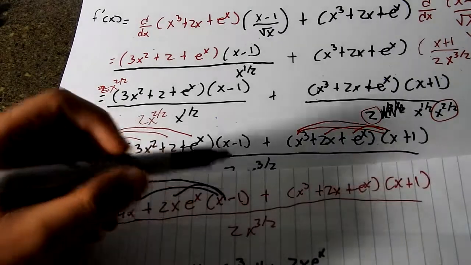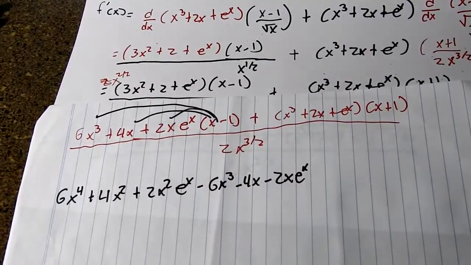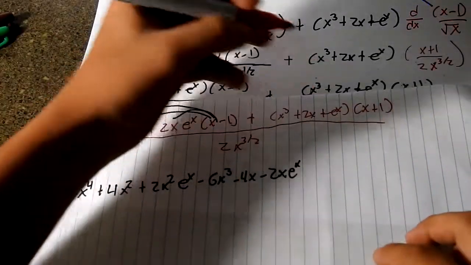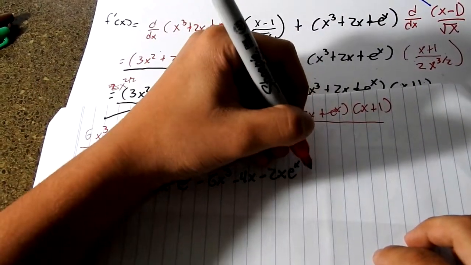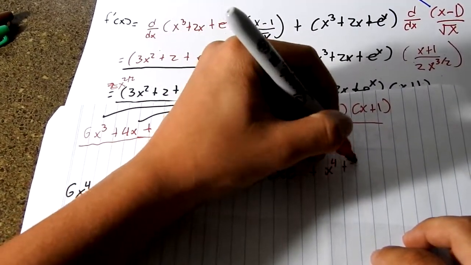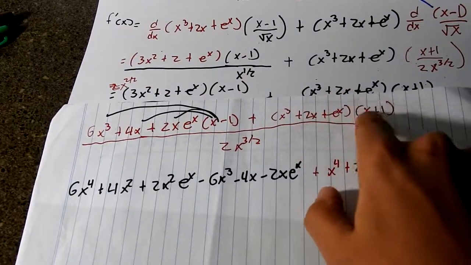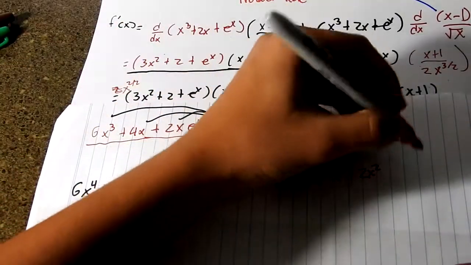Yes, and then I'm going to multiply this times this. I'm going to do this one in the same color. So I'm going to have plus x to the 4th plus 2x squared. I'm going a little bit faster here. Then here, here, and here. Then the plus 1 to all of them.